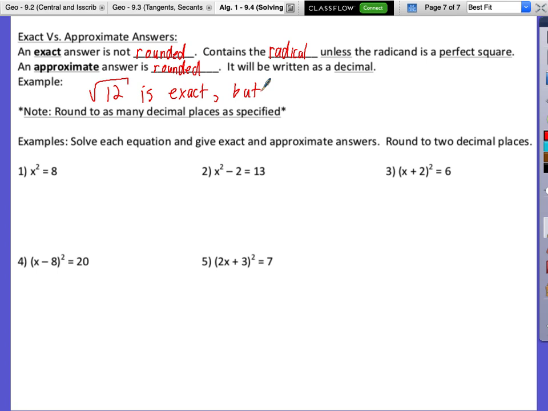Okay. So let's round to 2 decimal places, the hundredth spot. What do you get? 3.46. So square root of 12 is exact, but 3.46 is approximate. I'm gonna give you guys calculators.